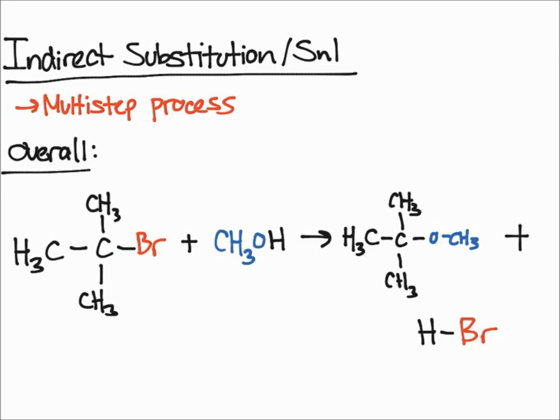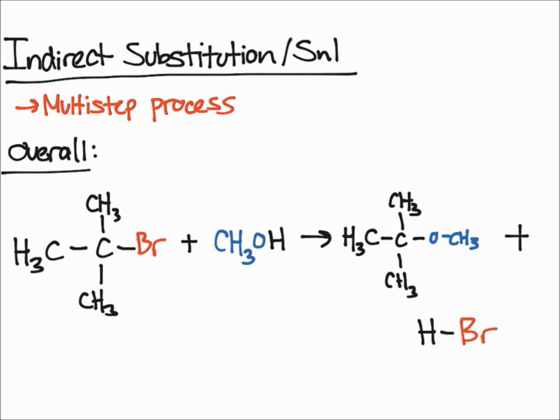So in this video, I'm going to talk about the indirect substitution mechanism, also known as the Sn1 mechanism. This mechanism is a substitution, and it involves the indirect replacement of a halide or any other leaving group. And most importantly, the difference between an Sn1 and Sn2 reaction is that the Sn1 is multi-step. So it's more than one step.